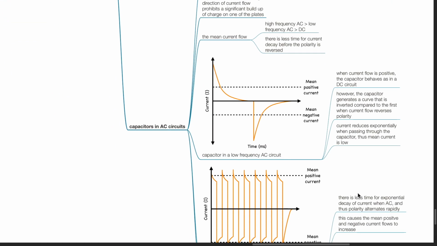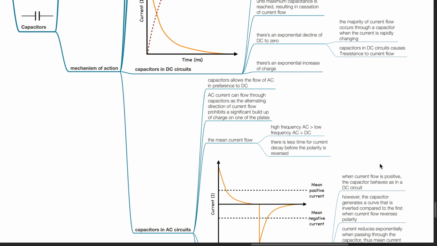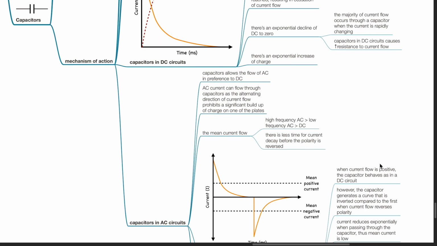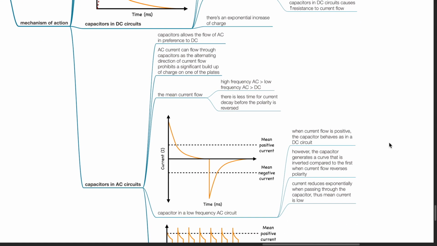Capacitors in AC circuits. Capacitors allow the flow of AC in preference to DC. AC current can flow through the capacitor as the alternating direction of current flow prohibits a significant build-up of charge in one of the plates. Mean current flow is highest for high-frequency AC, followed by low-frequency AC, followed by DC. There is less time for current decay before the polarity is reversed.